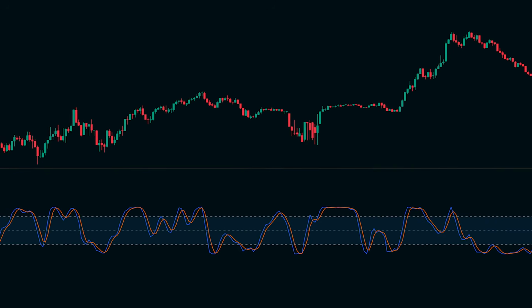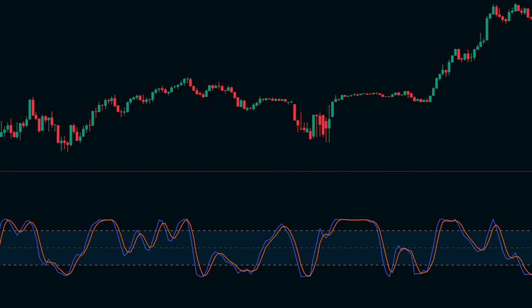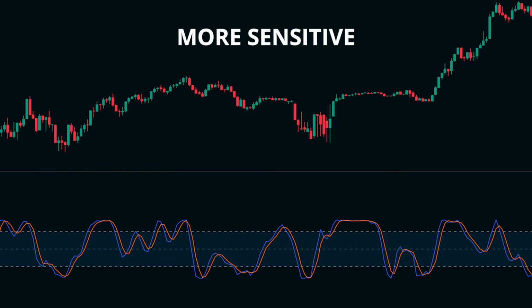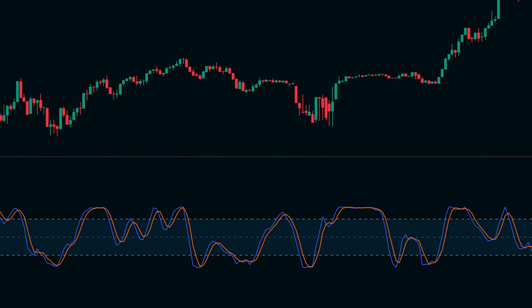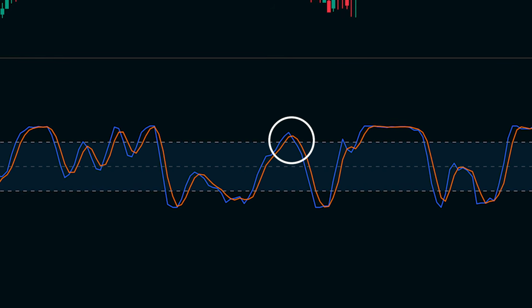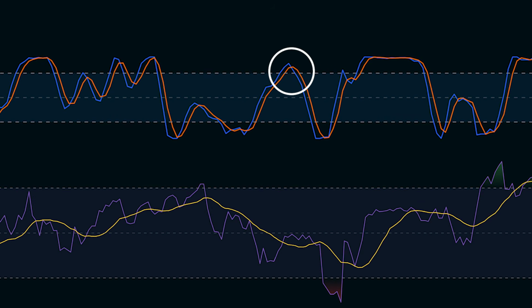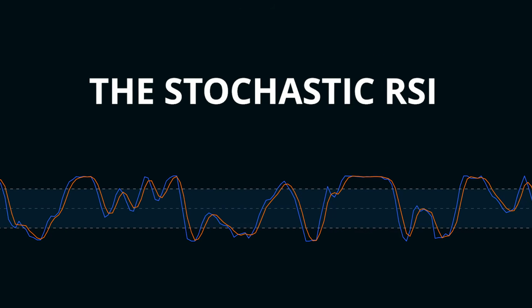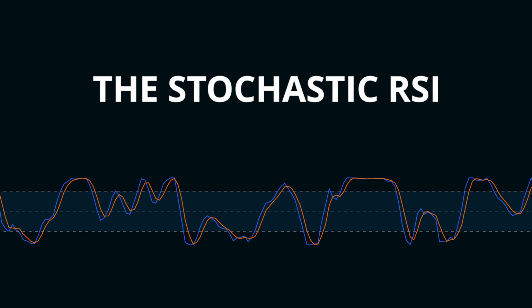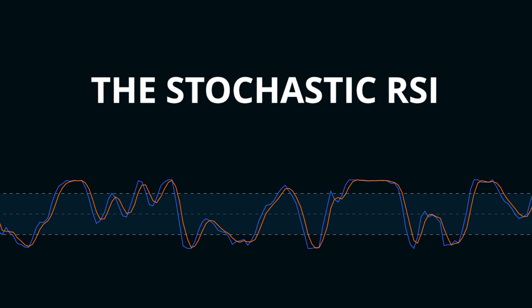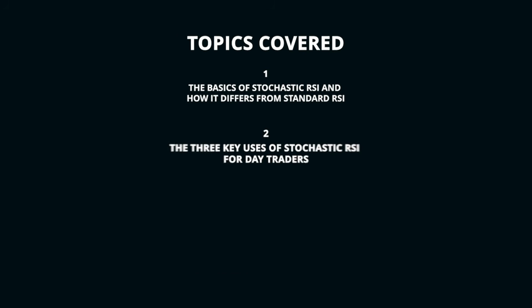There is a modified version of RSI that was specifically built to solve this problem. It is more sensitive, it gives you the same signal earlier, and it adds one additional layer, a crossover signal, that standard RSI simply cannot produce. It is called the Stochastic RSI, and once you understand how to use it correctly, you will see your charts completely differently. Here are the topics we will cover.